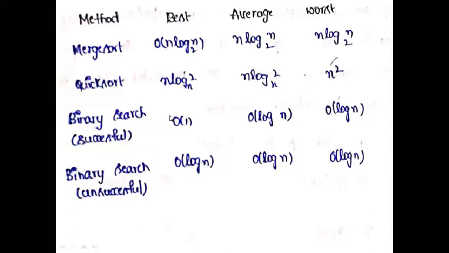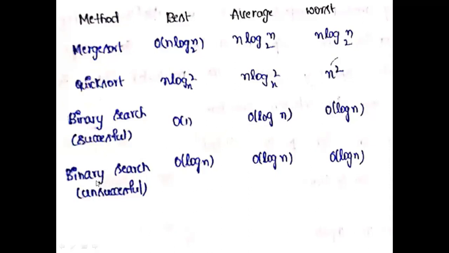So there are three types of time complexities for any algorithm: best case, average case, and worst case. There are different types of algorithms. In merge sort, the three cases have the same time complexity. But in quicksort, the average case and best case are n log n, but in the worst case the time complexity is big O of n square.